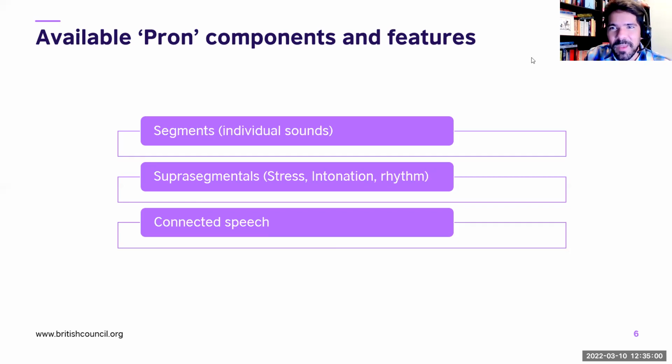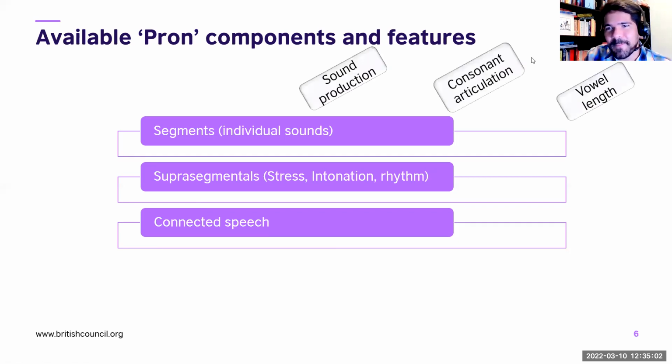So the first group is basically about sounds, right? Things that you can look at, things that you can present and practice: consonant articulation, vowel length, the typical, but also how vowel length is influenced by the following consonant, the voicing of the succeeding consonant.